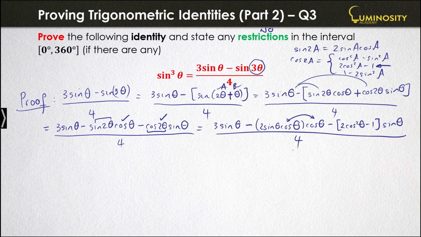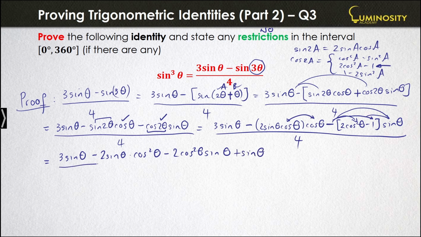So again, lots of algebraic gymnastics going on here. We just got to make sure at each single step we are performing the algebraic steps correctly. So we have 3 sine theta. So now it's going to be minus 2 times sine theta times cos squared theta. And then I've got to be careful here because there's still a minus here. So it's negative 2 cos squared theta times positive sine theta. So that's negative 2 cos squared theta sine theta. And then it's going to be negative 1 times that negative 1, which is positive 1, times sine theta. So it's positive sine theta, all over 4.